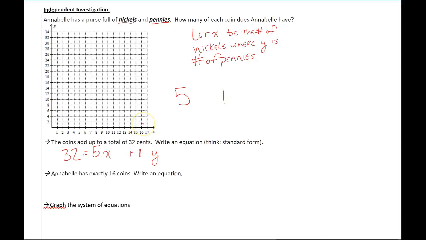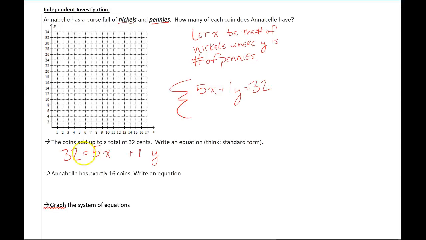So I've now created an equation that says 32 cents is equal to 5 cents times the number of nickels plus 1 cent times the number of pennies. Great, I've created one equation, and I'm going to put it in traditional standard form when I write it over here, just to make sure that it looks better. I'm going to say 5x plus 1y equals 32.